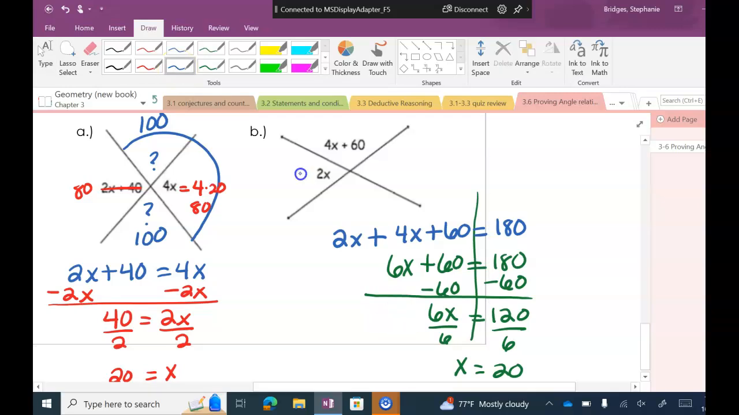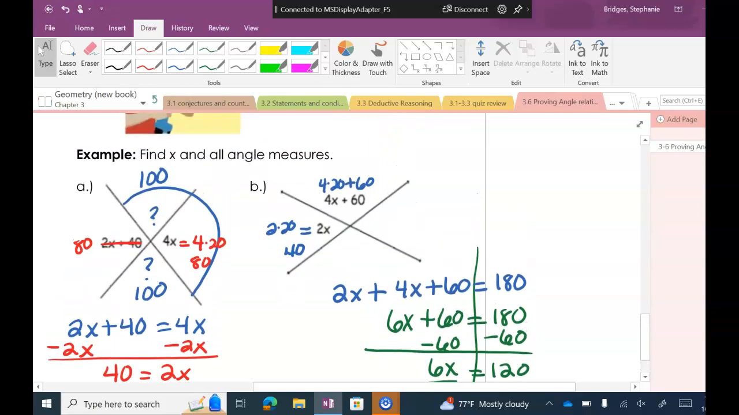Okay. What's 2 times 20? 40. Okay. And then the next one, 4 times 20 is 80, and 80 plus 60 is 140. Question. What is this angle going to be? 40. And what is this one down here going to be? 140. Because they're vertical?